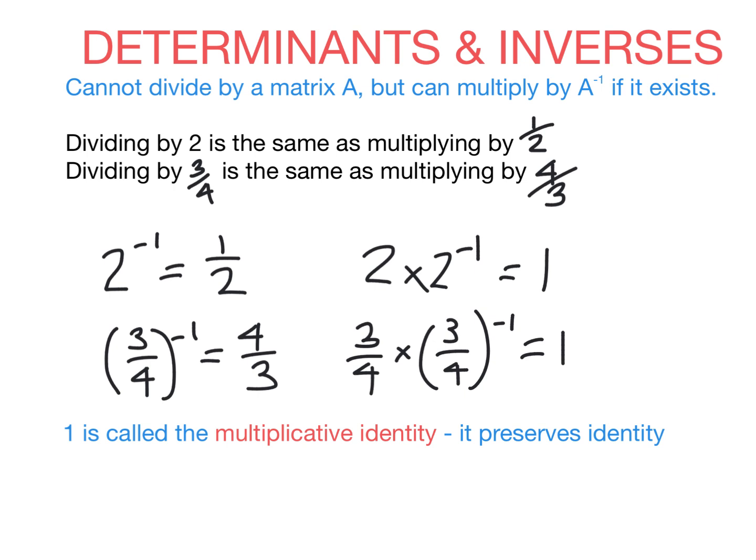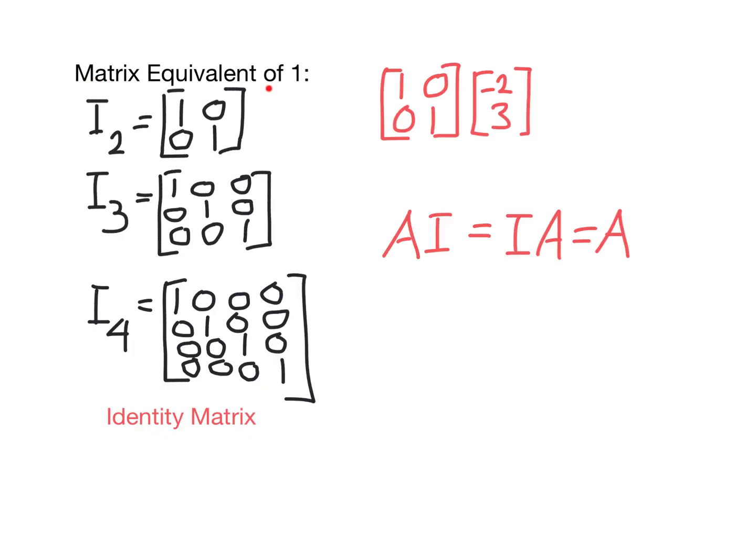Now, 1 is a very special number. It is called the multiplicative identity because it preserves identity. When you multiply a number by 1, you don't change its identity. You don't change what it looks like. So we're going to use something similar with matrices. We're going to look at the matrix equivalent of 1, these things called identity matrices.